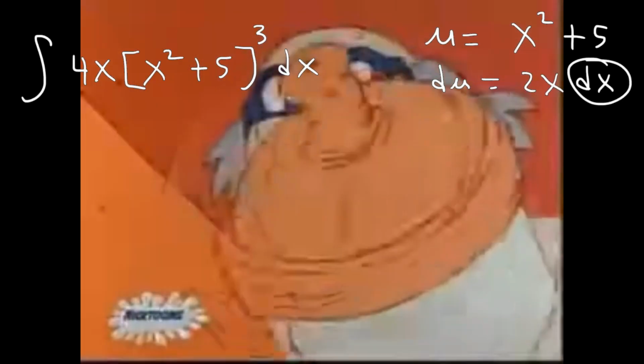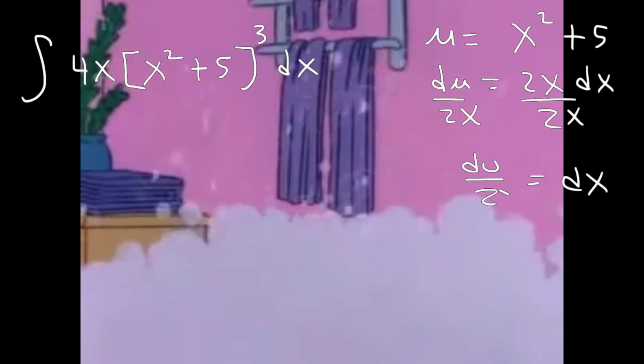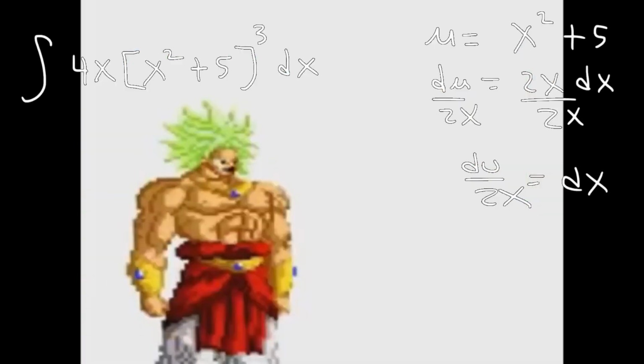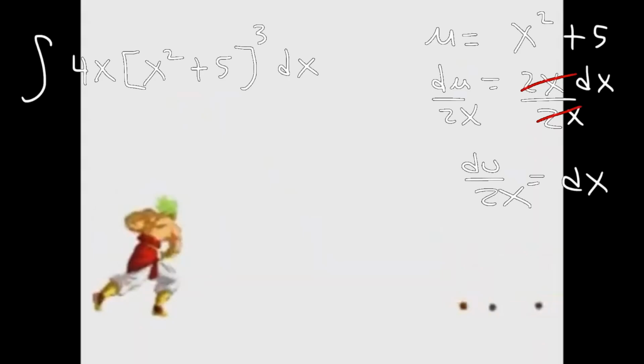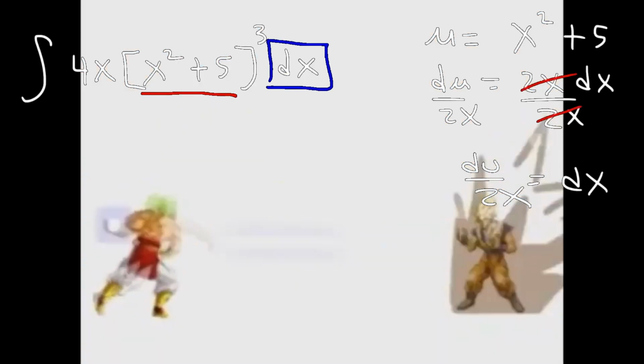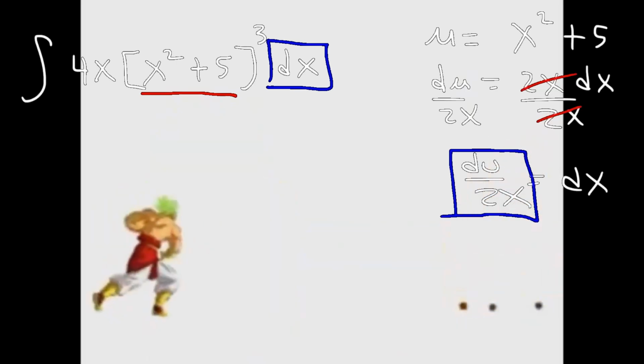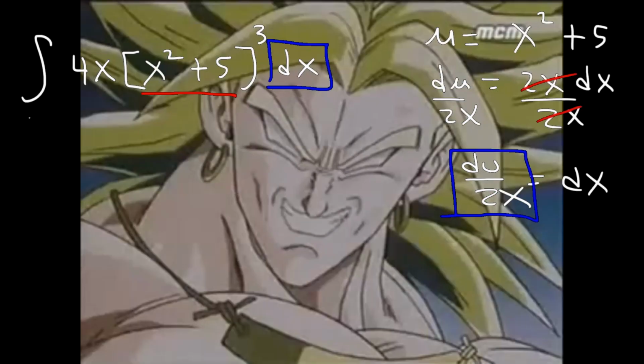So what I'm going to do now is solve for dx in this equation. If I divide both sides by 2x, dx is equal to du divided by 2x. Now what you need to do is replace this with u and replace dx with du over 2x, and it will all work out. So let's go ahead and do that.